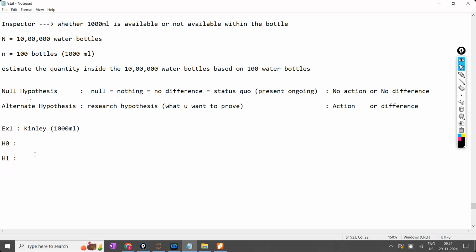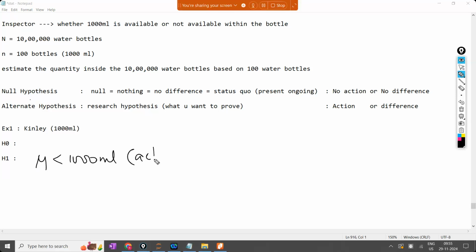You are the inspector. Now, according to you, for which one are you going to take action first? Tell me. When will you take the action? When it is less than 1000 ml, right? That is clear now. You are not going to check a single bottle; you are going to check multiple bottles. So the mean value should be less than 1000 ml. If it is less than 1000 ml, you will take the action. You will not take action if it is 1000 ml, and if it is more than that, you will also not take action.